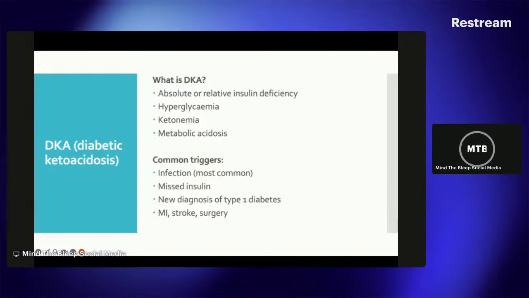And here on this slide, I've included the common triggers that you should be aware of or keep in the back of your head. That would include infections, a missed insulin dose, a new diagnosis of type 1 diabetes in a patient, MI, stroke, or surgery.